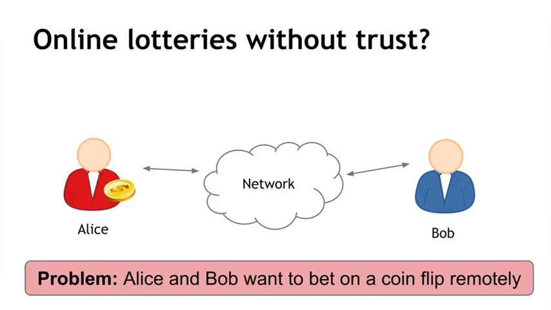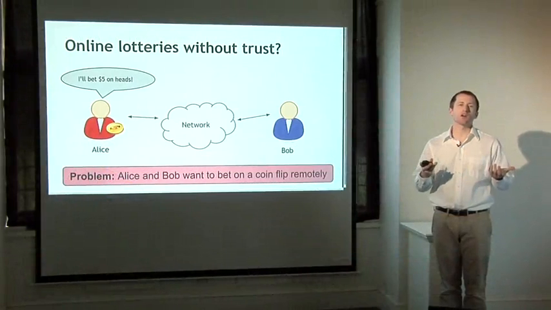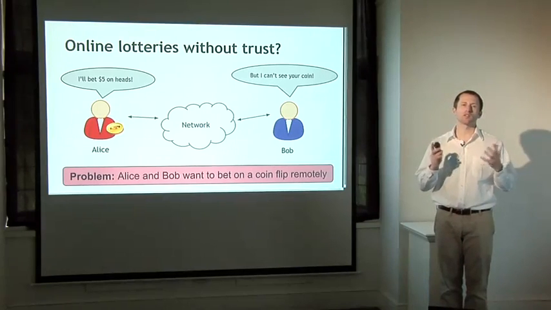So if a network is between Alice and Bob, they can't see the same physical coin in the same place, but they want to bet on a coin flip. So Alice might say, let's bet $5, I'll flip the coin, here it is. Maybe she'll turn on her video camera or something. And Bob might say, I don't know if I trust you here. I can't see your coin. Maybe you're showing me a video stream that you've already pre-recorded. I'm out. I don't want to do this. I don't have any trust that you're not going to cheat me.